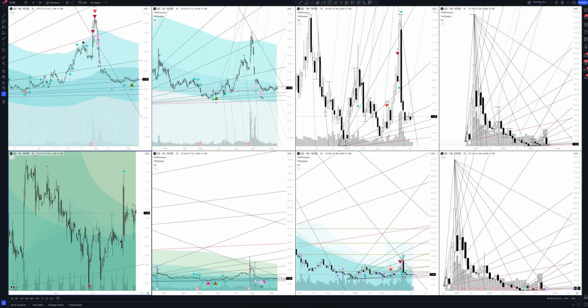Today we will take a look at QuantumScape Corporation stock. Let's analyze the market situation and find out how you can make money on it. Let's start.